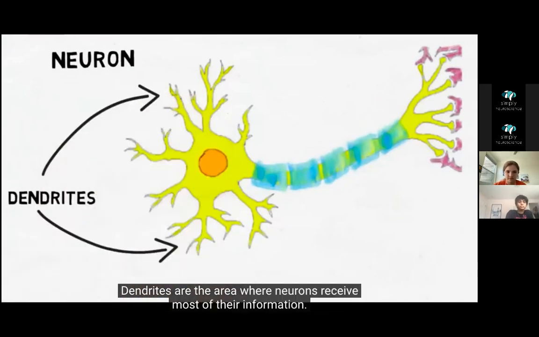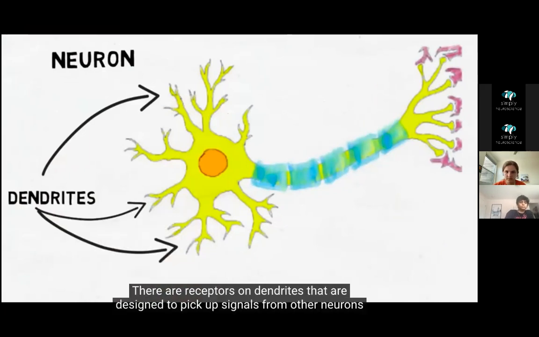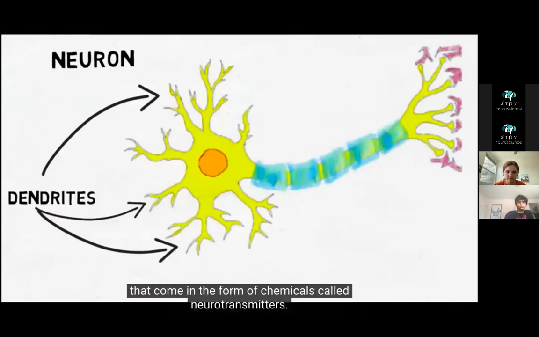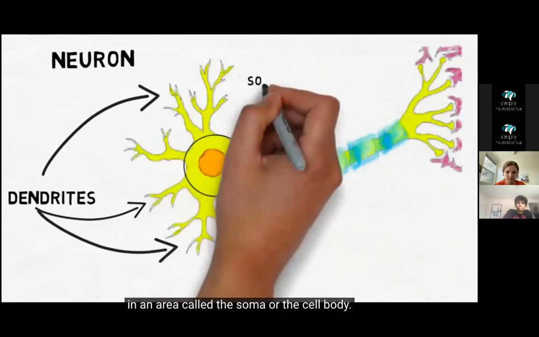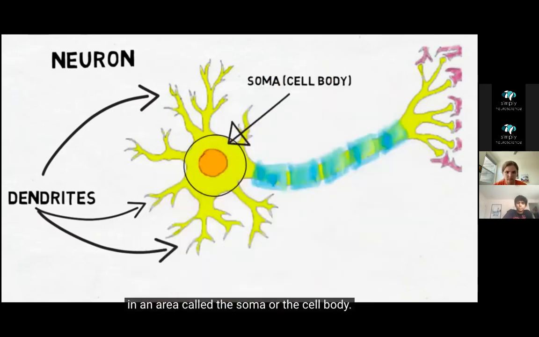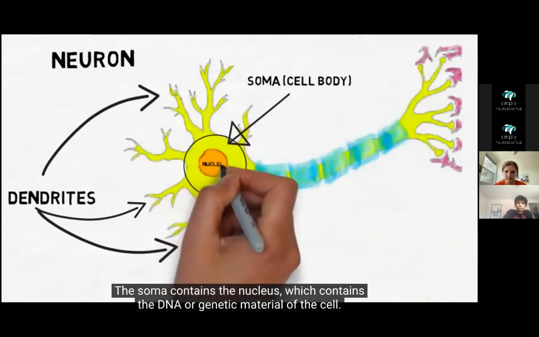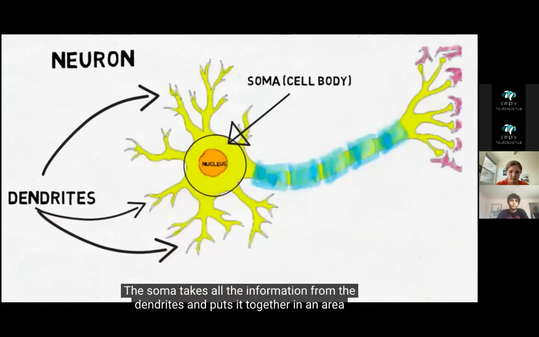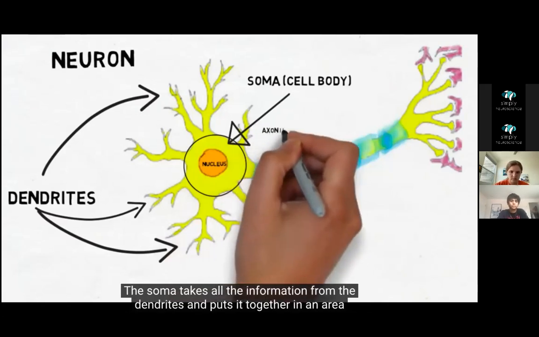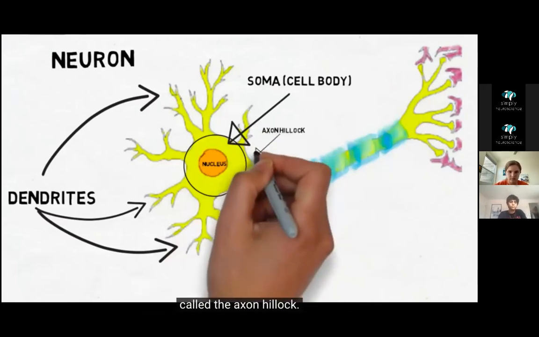Dendrites are the area where neurons receive most of their information. There are receptors on dendrites that are designed to pick up signals from other neurons that come in the form of chemicals called neurotransmitters. Those signals picked up by dendrites cause electrical changes in a neuron that are interpreted in an area called the soma, or the cell body. The soma contains the nucleus, which contains the DNA, or genetic material of the cell. The soma takes all the information from the dendrites and puts it together in an area called the axon hillock.